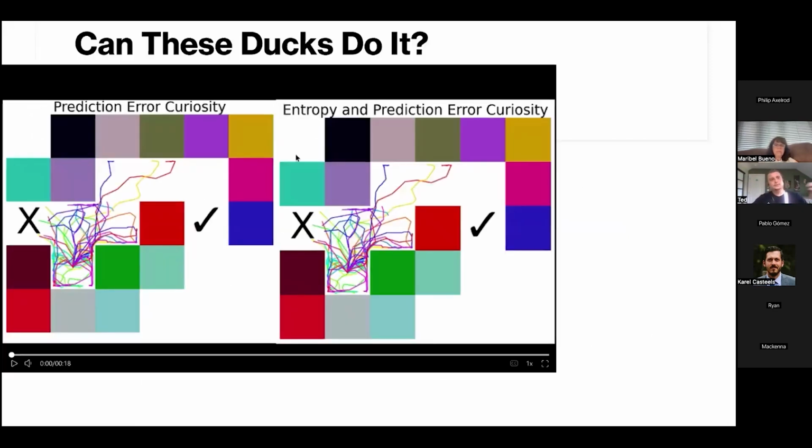Check this out. So this is ducks which are using prediction error curiosity. And this is ducks which also have entropy. It's generally better to have both of them, active inference and control as inference.